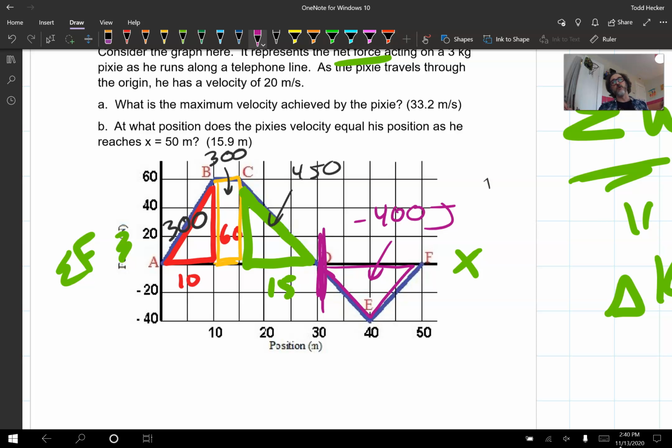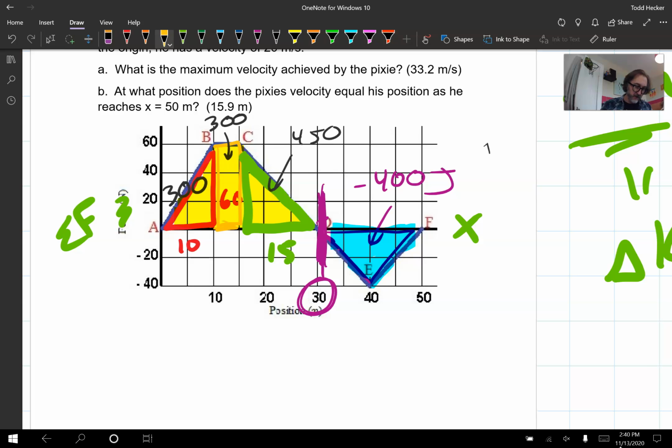Well, that's going to occur when we have the most kinetic energy, which looks like it's going to happen at a position of 30, right? Because that's where we've sort of gained the most energy. And then after that, our change becomes negative. So in this part, we're going to now start losing energy. Okay? So, during this yellow chunk here, our total change in kinetic energy is 300 plus 300 plus 450 for a total gain of 1,050 joules.